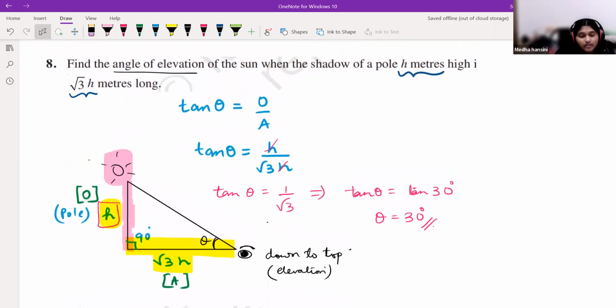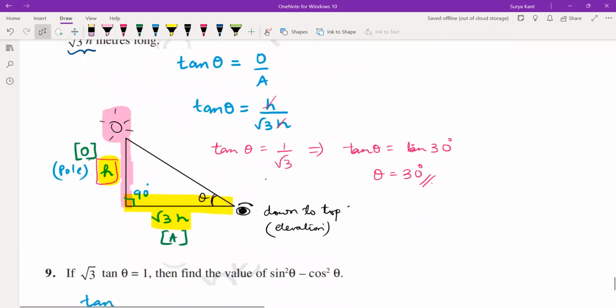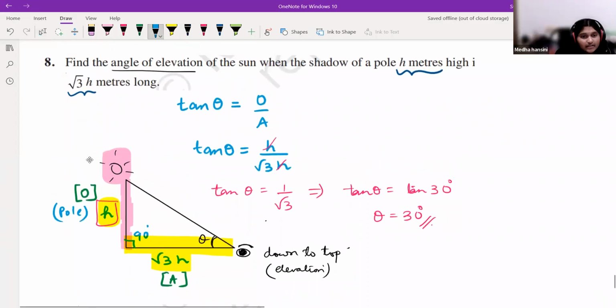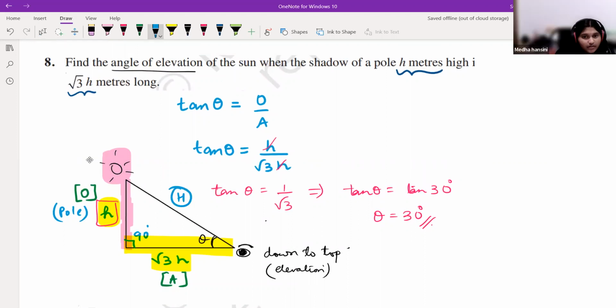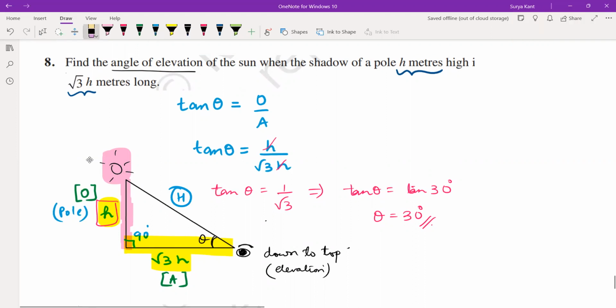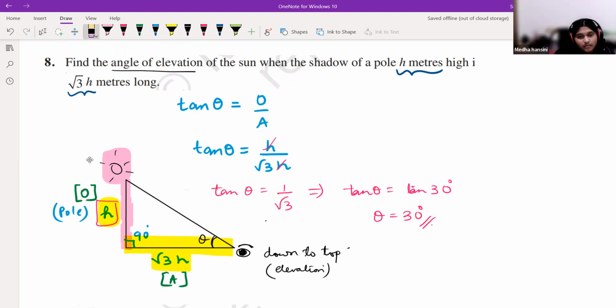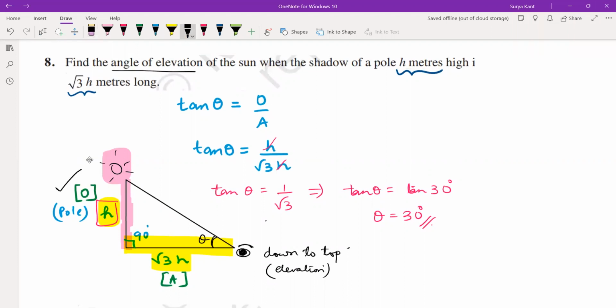See, elevation means, suppose from down to top you see, that angle is elevation. So we can take it as a hypotenuse. But why are we not considering hypotenuse over here? Because we don't know the value of the hypotenuse. The values which we know, those we consider. So we know O and we know A, that's why we have taken the relation tan theta. Okay. So H and H cancelled. This one is fine.